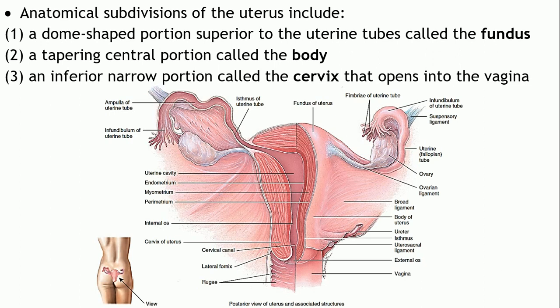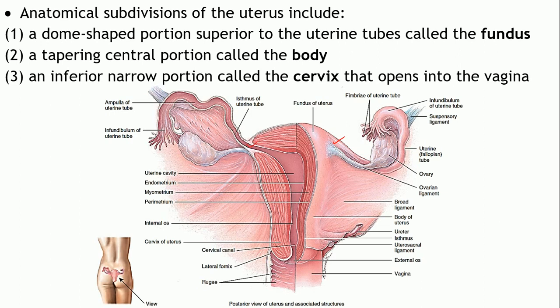Now coming to the anatomical subdivisions of the uterus, what are the parts into which the uterus is divided? This particular picture shows the internal details as well. But basically the uterus is divided into three regions. The dome shaped superior portion, as you can see, is superior to the uterine tubes. This is the point of origin of the uterine tubes, right?